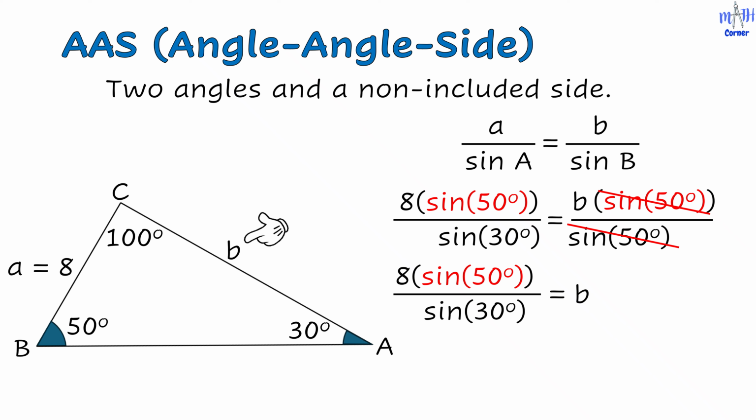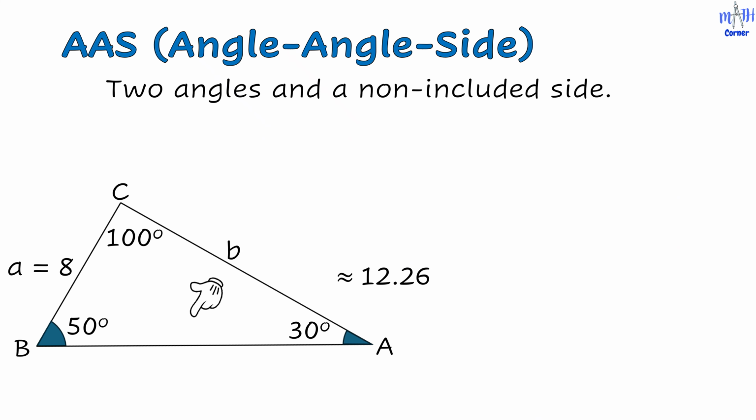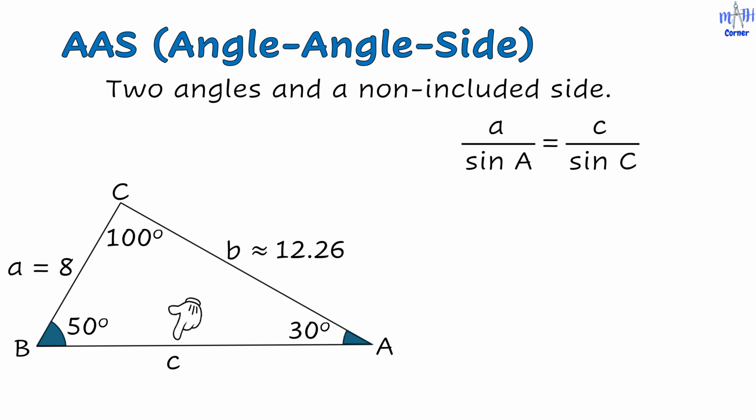Using your calculator, sine 50 degrees is approximately equal to 0.766, and sine 30 degrees equals 0.5. b is approximately equal to 8 times 0.766 over 0.5. b is approximately equal to 12.26 units. Next, solve for side c. Let's use a over sine A equals c over sine C.